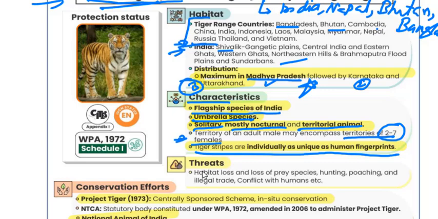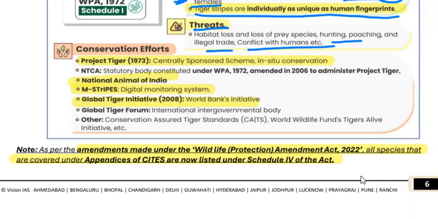Here threats are mentioned: habitat loss of prey species, hunting, poaching, illegal trade, conflict with humans. These are not important. These are the common points. Next, there is the conservation efforts. First is Project Tiger, 1973. This was actually a centrally sponsored scheme and in situ conservation. Okay, we will see in detail.